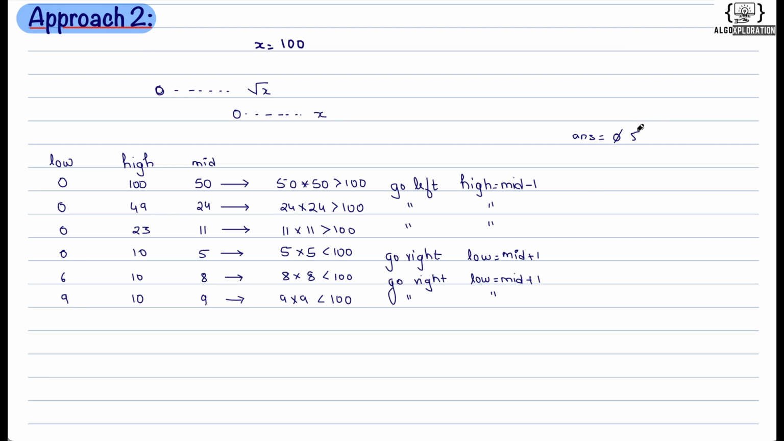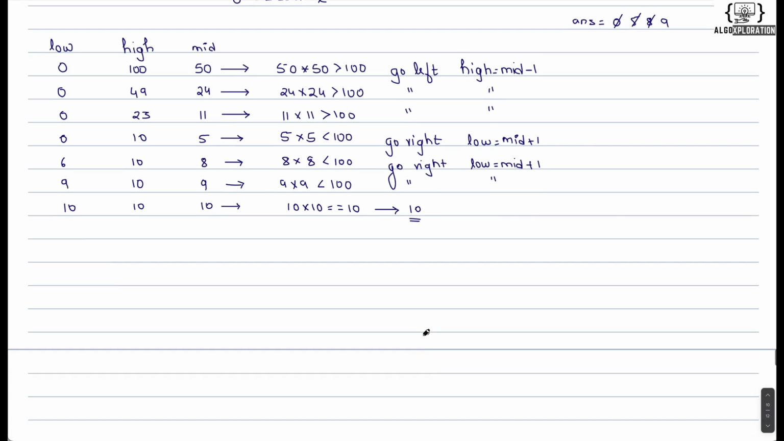I forgot to update the answer. So from 5 it was 8 and then it is 9. Now this will be 10, this will also be 10, mid will be obviously 10. So 10 into 10, I can see that it is equals to 100. Okay, so return this 10, which is mid. Okay, so I believe that you got this approach.